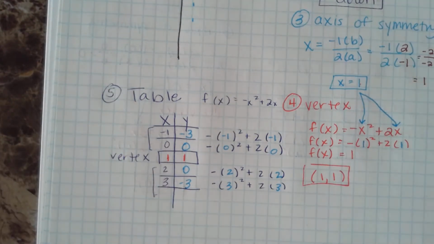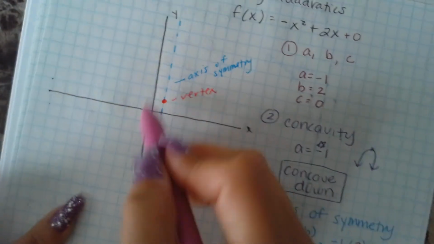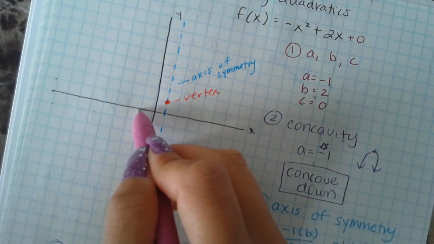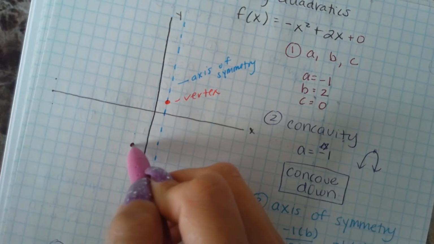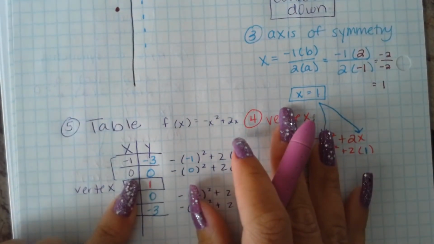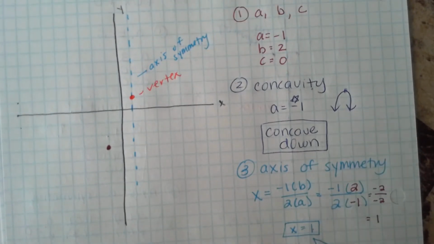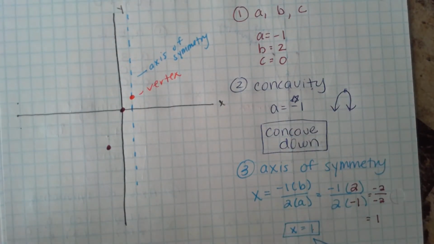Now let's go ahead and plot our points, okay? Let's plot them. So we have negative 1 and negative 3. Negative 1, so we're going to go to the left 1, and we're going to go down 1, 2, 3. Negative 3. Okay? Now here we have 0, 0. 0, 0, right in the middle, right at the origin. Don't have to move anywhere. We've already done our vertex.